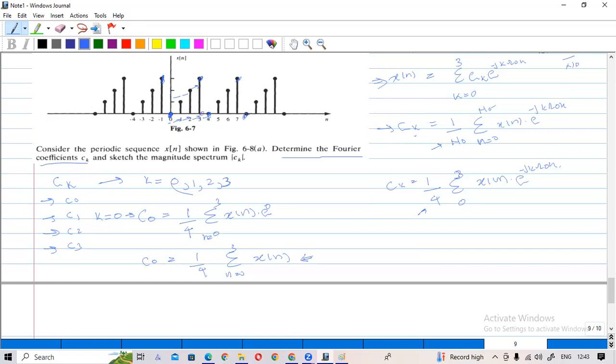If you find another value, this one is repeating here, so you have the same value here. That is why you need to go only up to this point, N naught minus 1, that is 3. Up to this point.